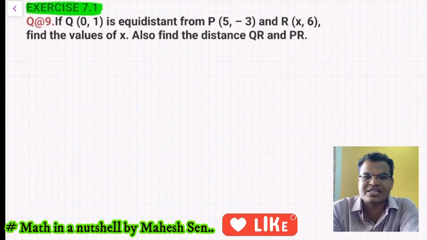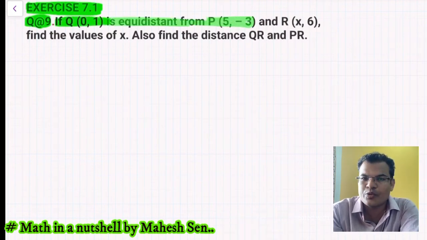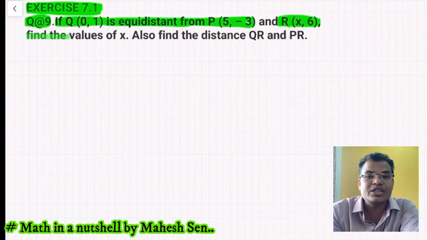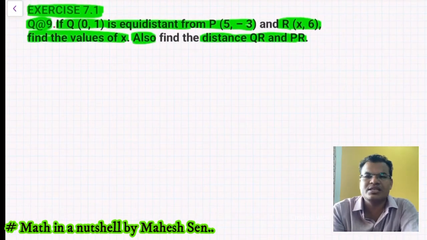Guys, today we have Exercise 7.1, question numbers 9 and 10 in this video. So the question is: if a point Q is equidistant from the points P and R, then find the value of X. The coordinates of P and Q are given, we have to find X, and also we have to find the distances QR and PR when R is (X, 6). So guys, basically you have to find three things.